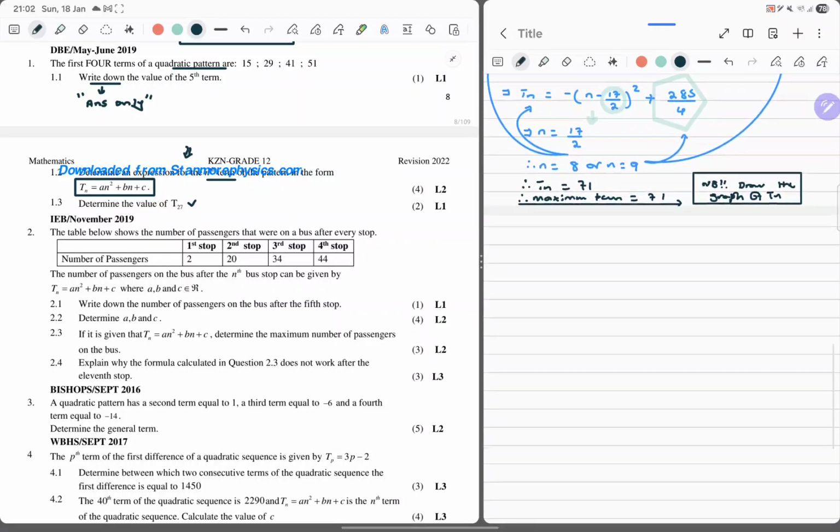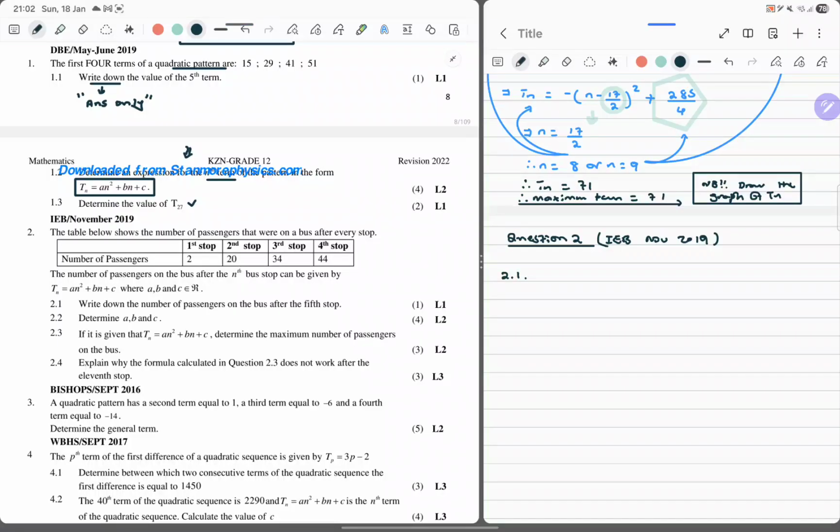All right, so let's do question 2. We're just gonna do 2 questions for now to avoid making the video too long. So question 2 is taken from IEB November 2019. Again, this reference is very important, meaning you can go and find that question paper and play with the rest of those questions.